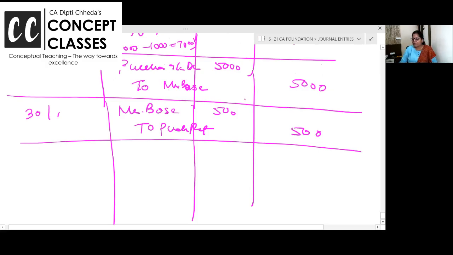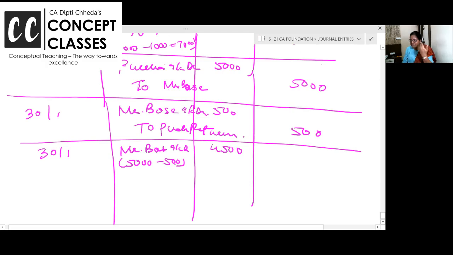Purchase the goods from Bose, 5,000. Bose to purchase return. Bose account, debit. Now, we should pay to Bose. See, they have given in one line, return goods and paid. You can split it. Now, I should pay to Mr. Bose, account debit, 4,500. Out of 5,000 goods, 500 I have returned. So I should have paid 4,500, right?